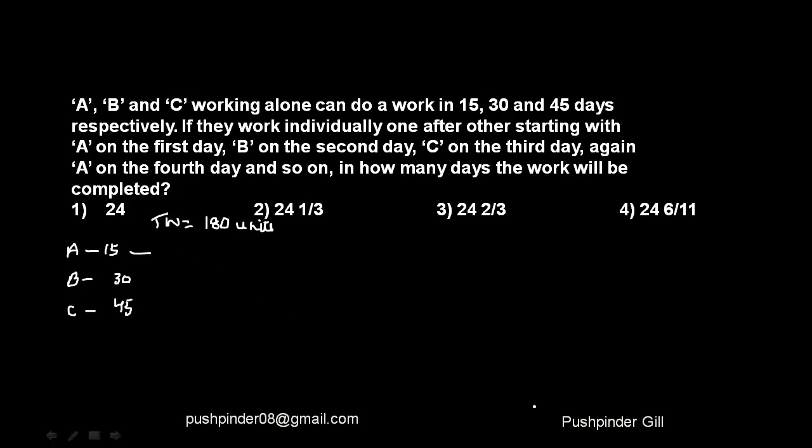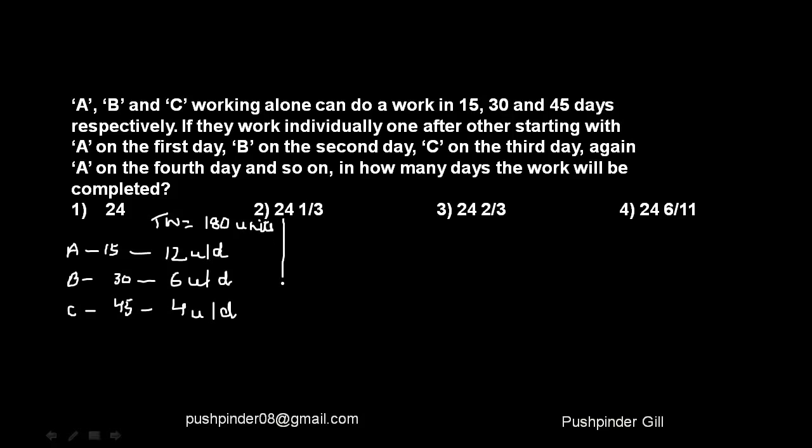So if A is able to finish the job in 15 days, that means he's going to finish 12 units every day. And if B is able to finish the job in 30 days, that means he's going to finish 6 units every day. And C is able to finish the job in 45 days, that means he's going to finish 4 units every day. I could have even taken 90, that would have made life easier. No problem. So A finishes 12 units every day, B 6 units every day, and C 4 units every day.